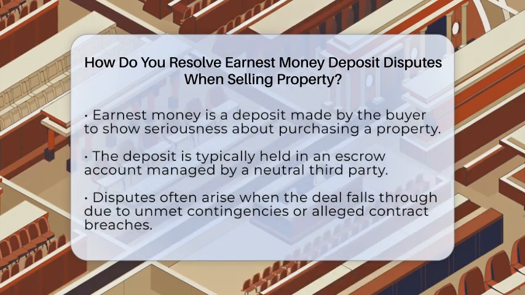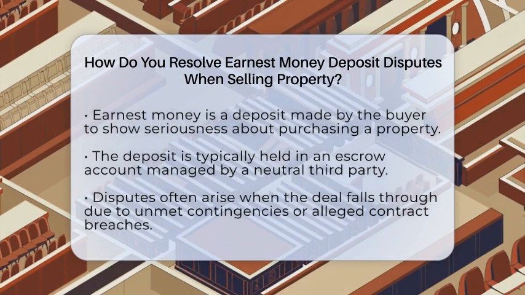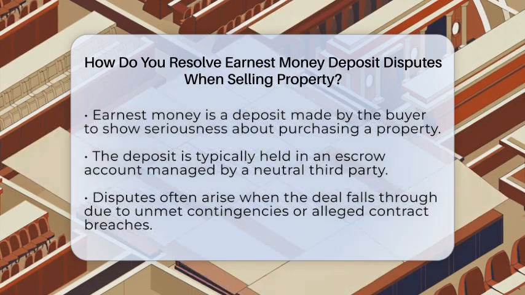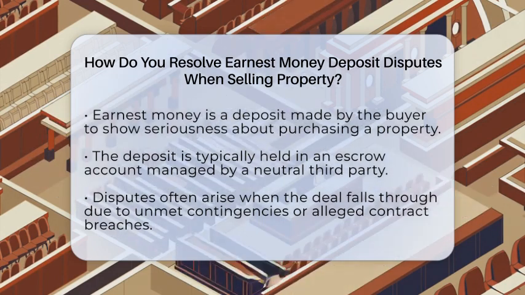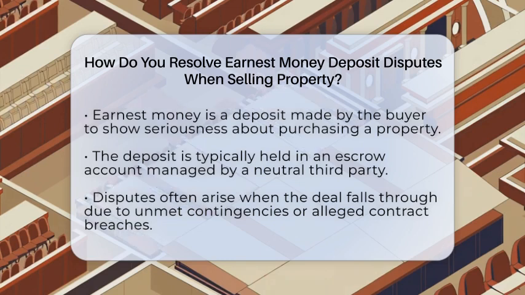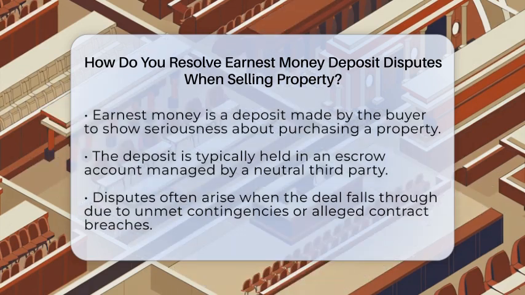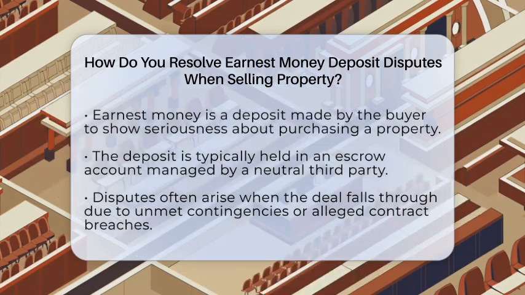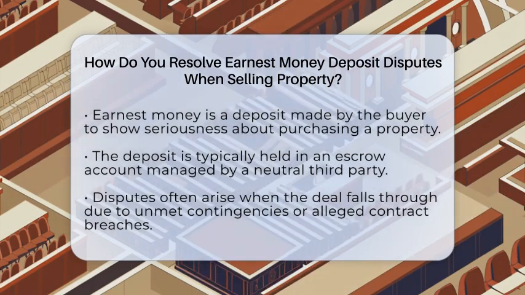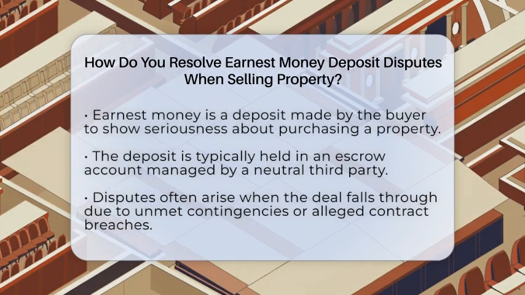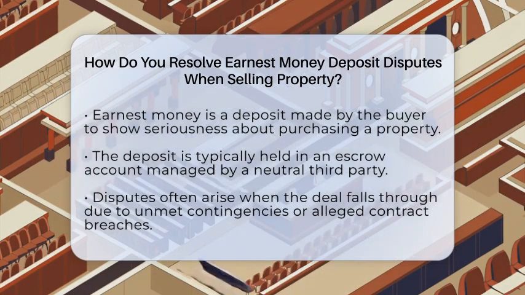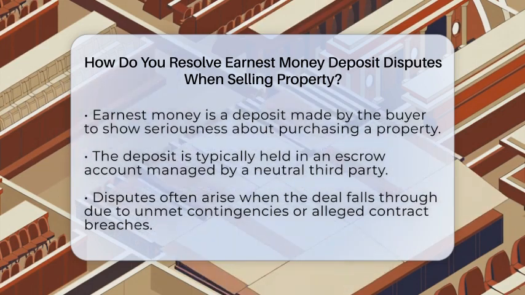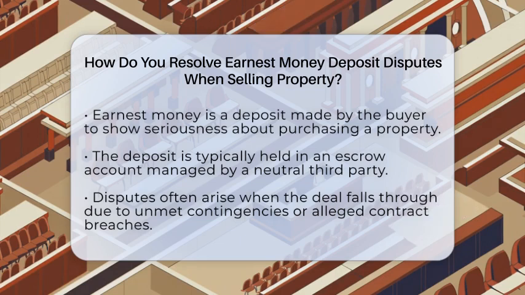When a real estate deal doesn't close or gets canceled, the buyer and seller might disagree on who should receive the earnest money. Resolving this kind of dispute involves understanding the original contract, the role of contingencies, and the rules for handling the deposit. First, it's important to know that earnest money is a deposit made by the buyer to prove they are serious about buying the property.